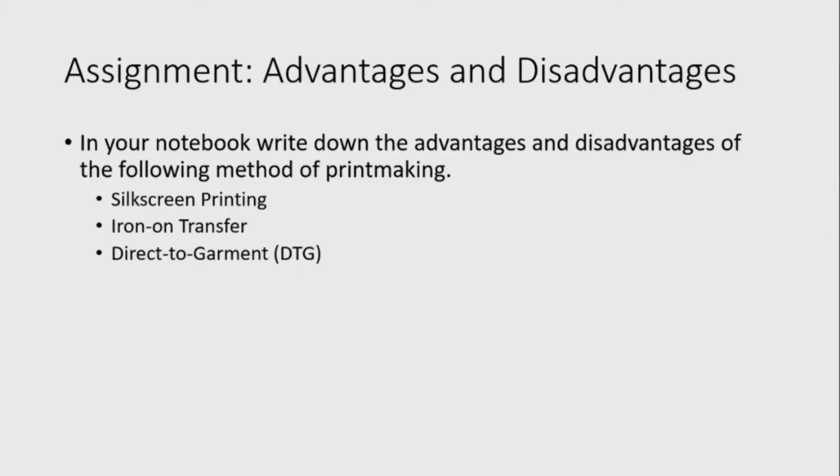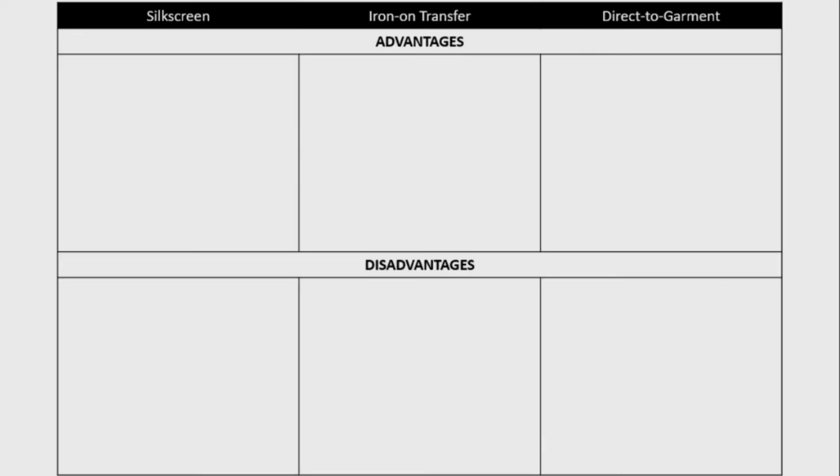For your assignment, please pause the video and copy your assignment. In your notebook, write down the advantages and disadvantages of the following methods of printmaking: silkscreen printing, iron-on transfer, and direct-to-garment, DTG. Please see the example in the next slide. Here is an example of layout or format for your assignment about the advantages and disadvantages for those various methods of printmaking.